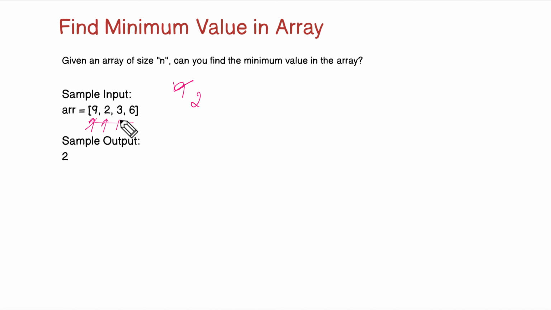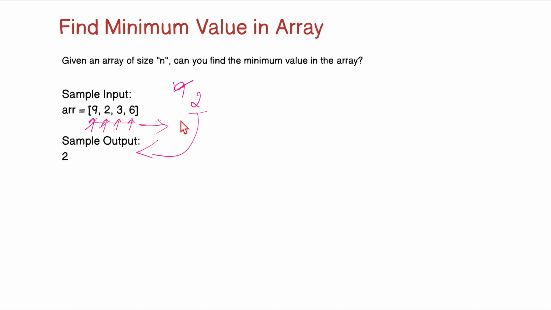And when we see 3, still 2 is lesser than 3, so the minimum value is still 2. When we move to the next element, which is 6, again 2 is lesser than 6, so the minimum element is 2. That's the reason the output will be 2. So this is a simple iteration over the array.